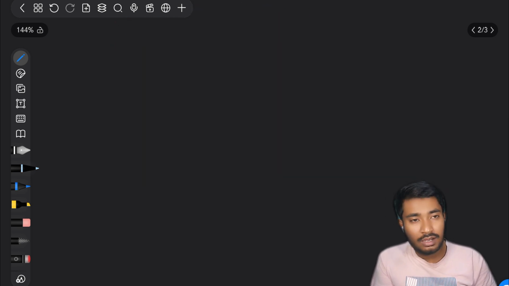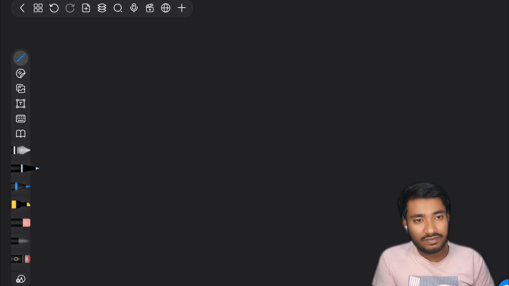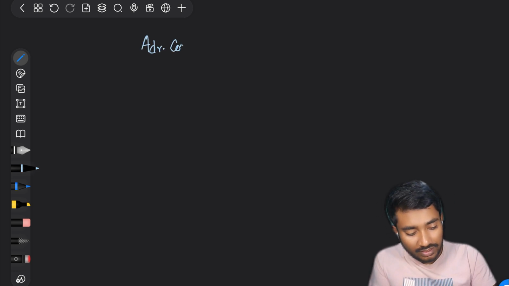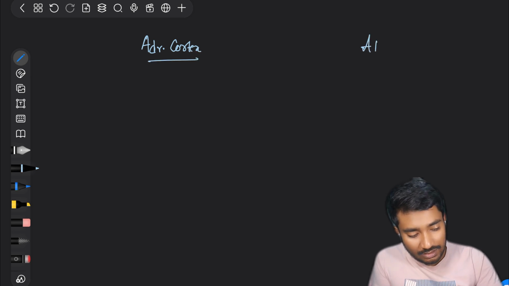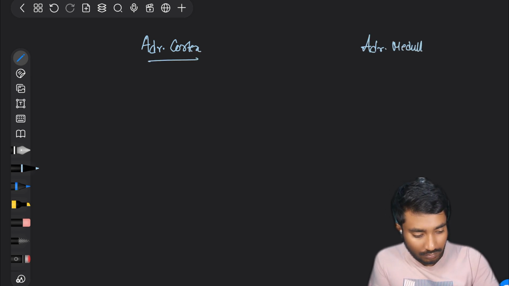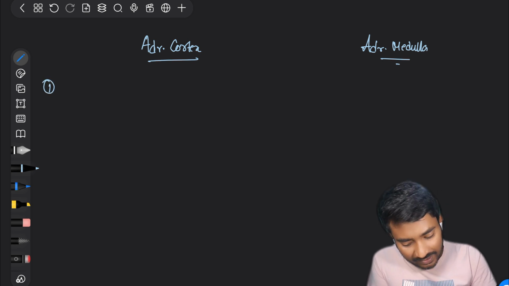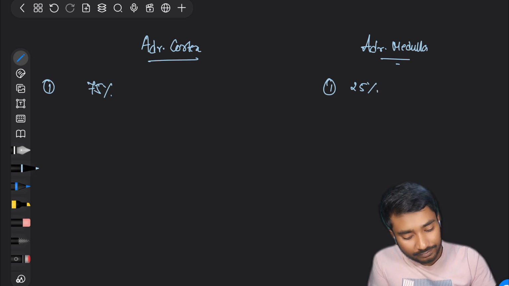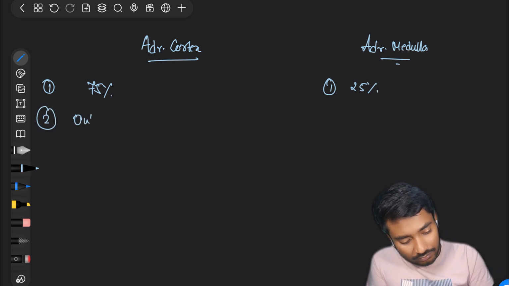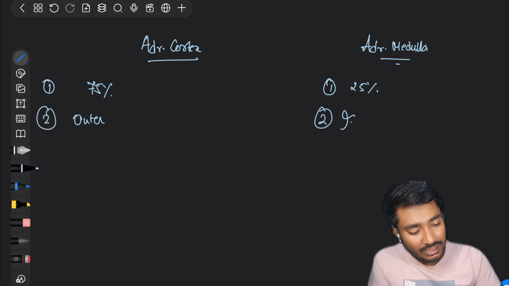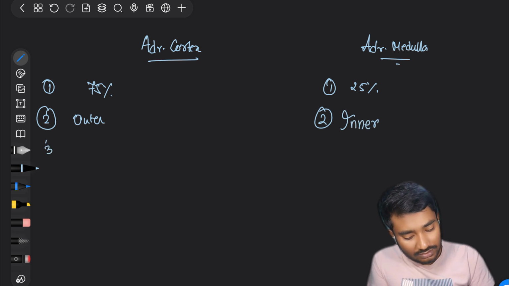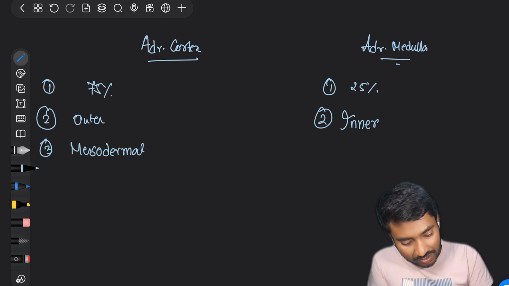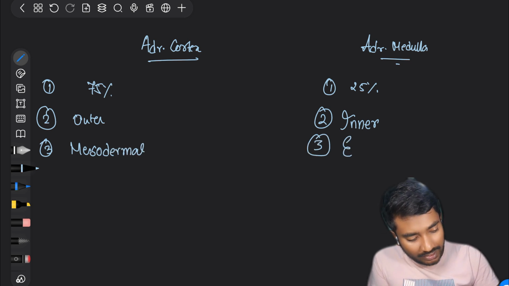Now I am giving differentiation points between the adrenal cortex and the adrenal medulla. The adrenal cortex comprises 75%, while the adrenal medulla comprises only 25%. The cortex is the outer layer and the medulla is the inner layer. The cortex is mesodermal, while the medulla is ectodermal.